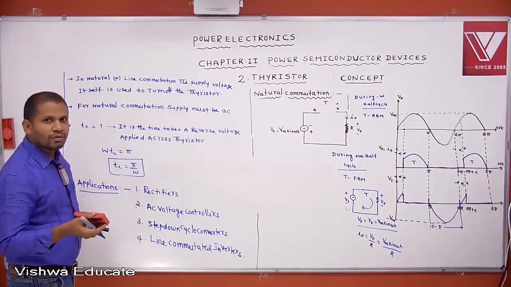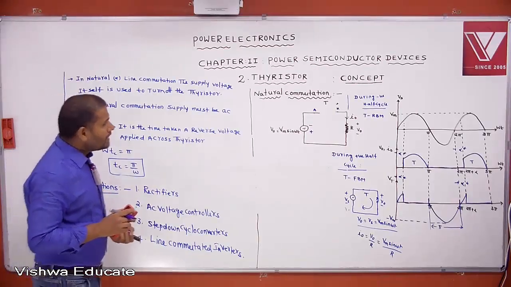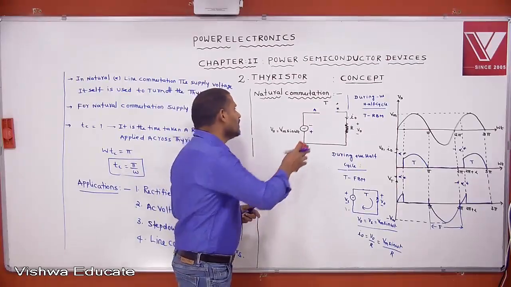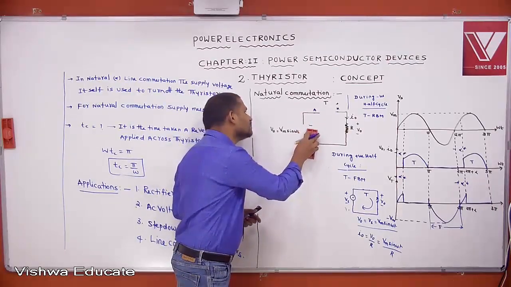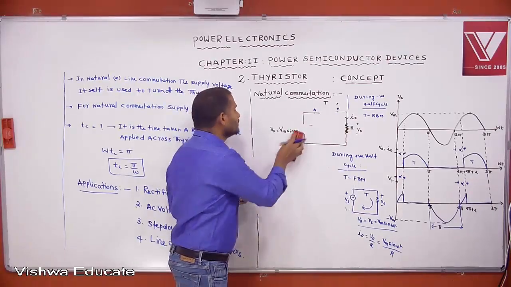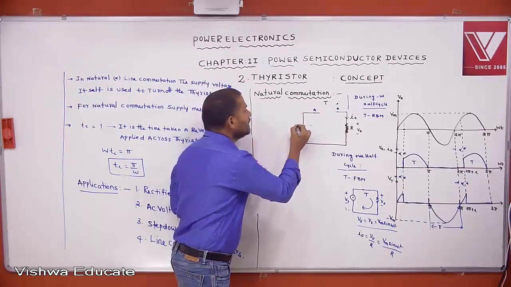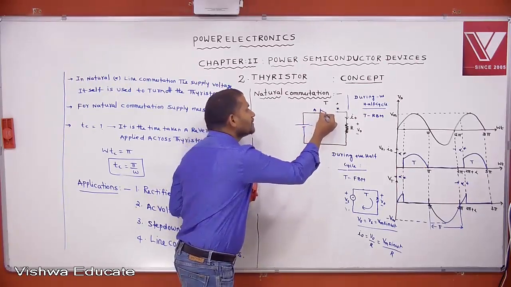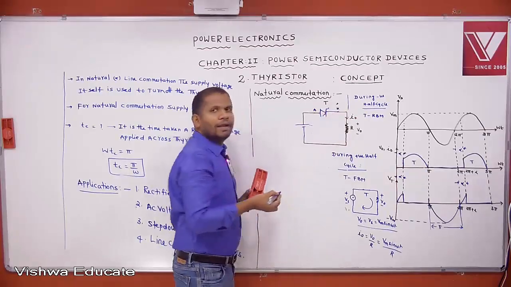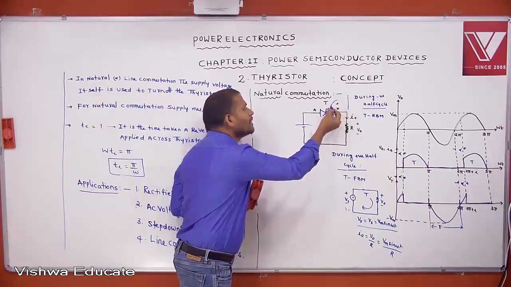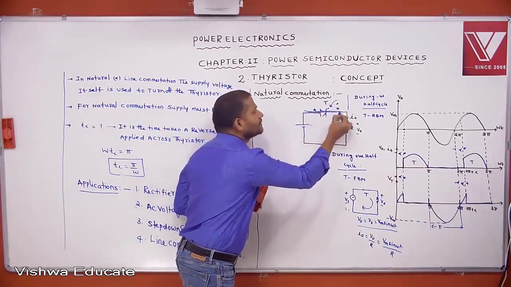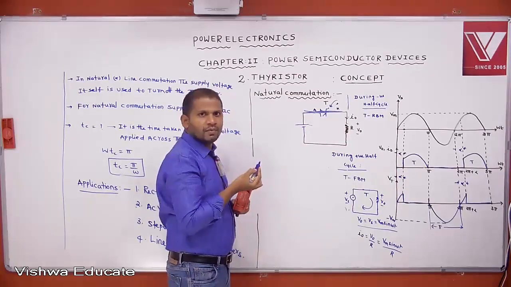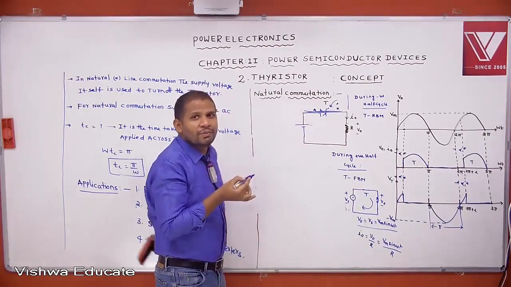Then you go for forced commutation. What is the need of implementing forced commutation? For example, instead of an AC supply, if a DC supply is present here, and this is the thyristor. Let us assume that we are giving the triggering pulse to the thyristor. It starts the conduction. Once it starts the conduction, how will this thyristor be turned off?